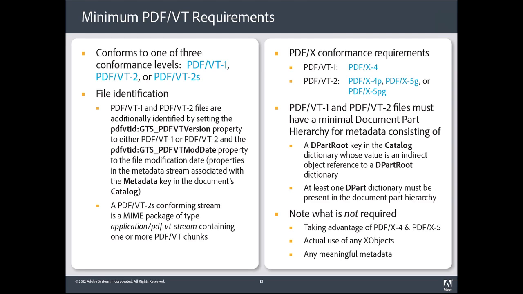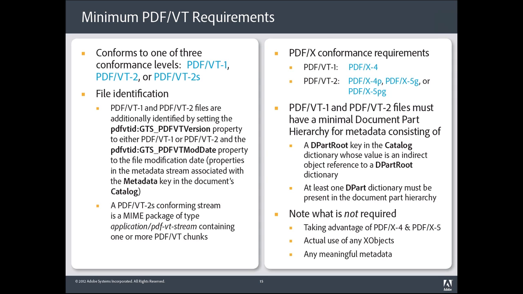A VT2S conformance level is not a PDF file at all. It's a MIME package consisting of chunks of a PDF file. We'll give some more about that also. PDF/X has a requirement that it's layered on top of PDF. VT has a requirement that it's layered on top of PDF/X. If you have a PDF VT1 file, it must also be a PDF/X-4 file. If you have a PDF VT2 file, it must be either an X-4P, a 5G, or a 5PG.